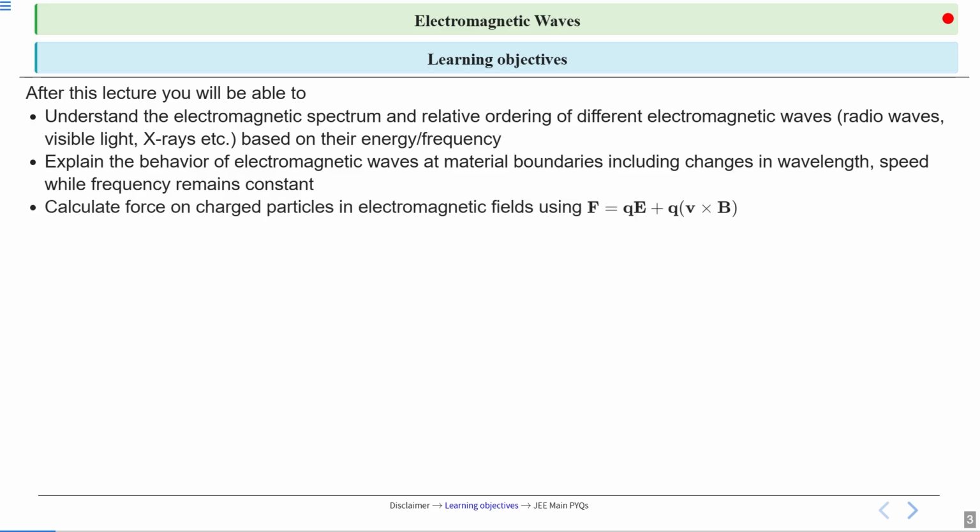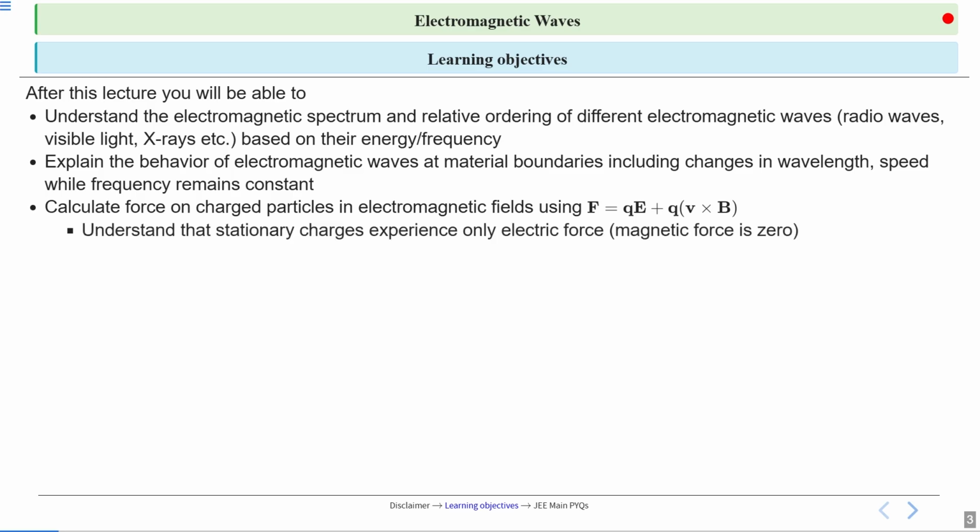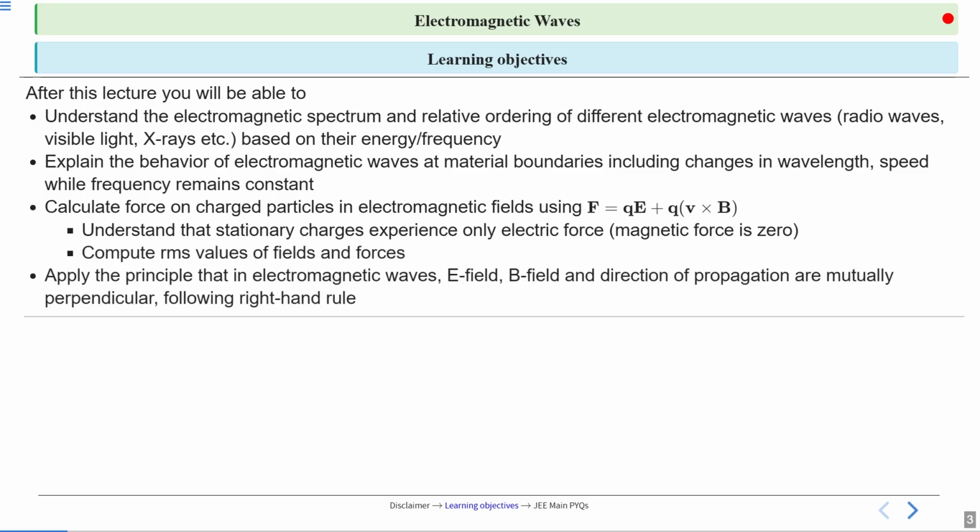Calculate force on charged particles in electromagnetic fields using F equal to QE plus QV cross B, that is Lorentz force. Understand that stationary charges only experience electric force, magnetic force is zero. Compute RMS values of fields and forces. Apply the principle that in electromagnetic waves, electric field, magnetic field, and direction of propagation are mutually perpendicular, following right hand rule.